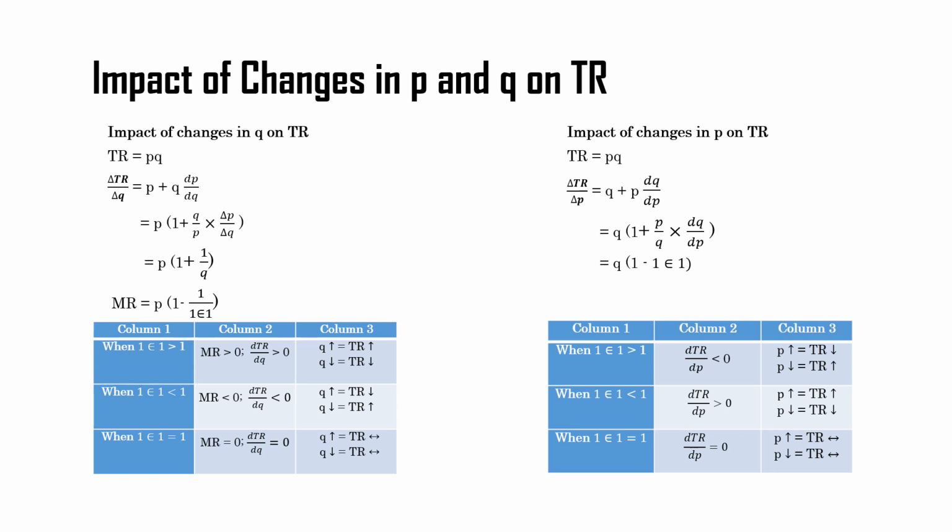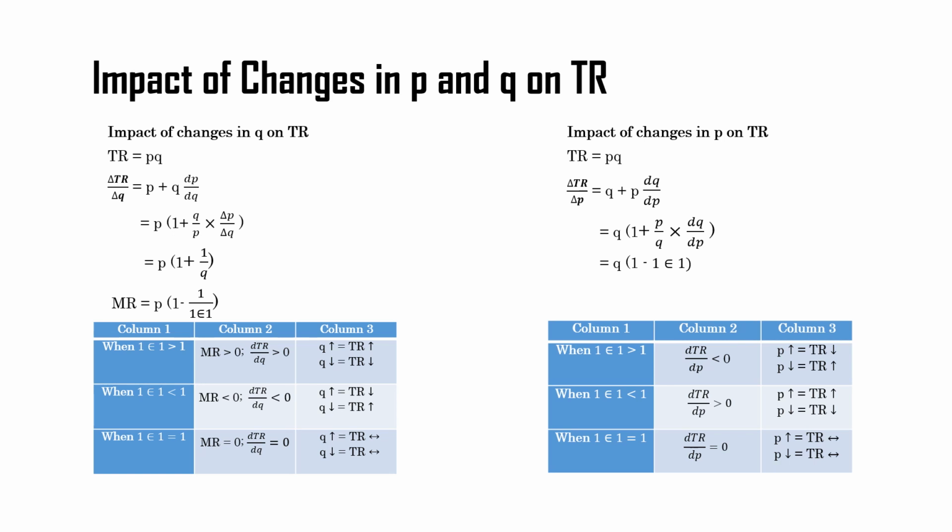and this indicates that if quantity increases, total revenue decreases, and if quantity decreases, total revenue increases. When epsilon is equal to 1, marginal revenue is equal to 0, dTR by dQ is equal to 0. This means that if quantity increases, TR will remain constant, and if quantity decreases, TR will also remain constant. Next, we can see the impact of changes in P on TR.